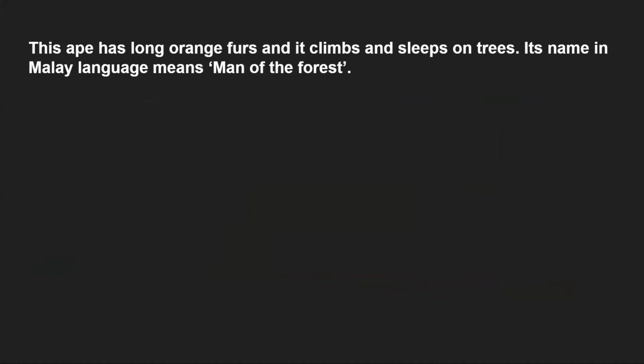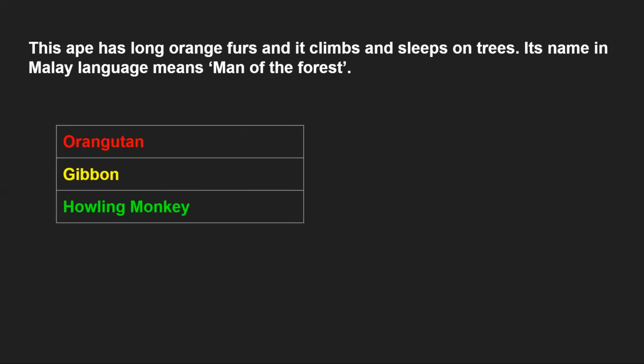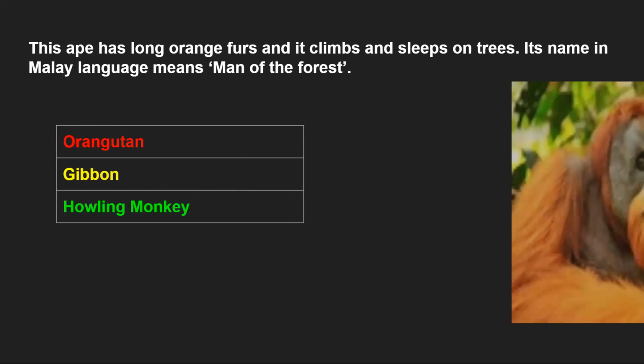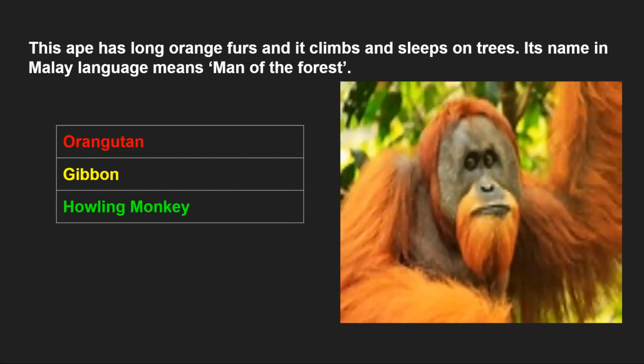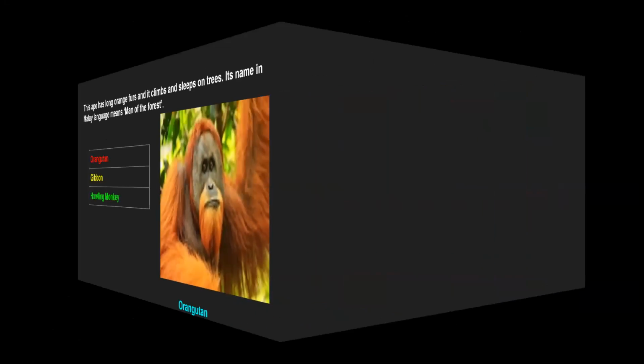Now the next one is, this ape has long orange fur. It climbs and sleeps on trees. Its name in the Malay language means man of the forest. This animal is called the man of the forest. Here are the options: orangutan, gibbon, howler monkey. Here is the image. See, orange fur and very big. Actually, the name is correct, the man of the forest. The name of this animal is orangutan.